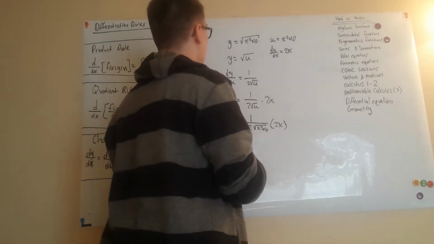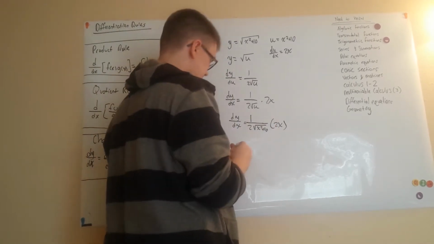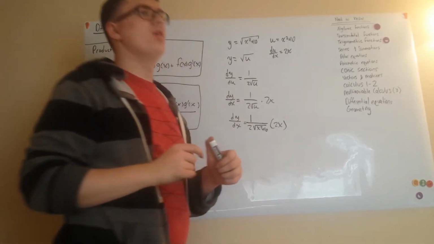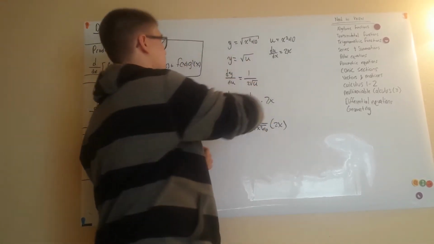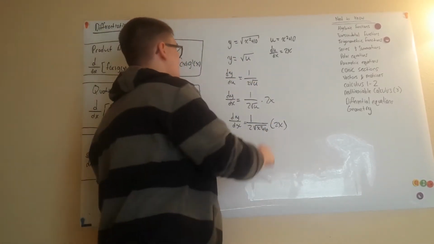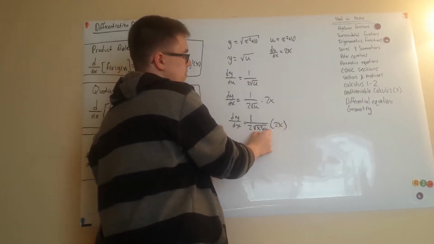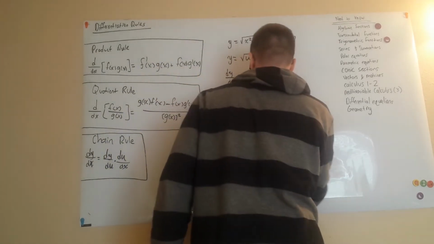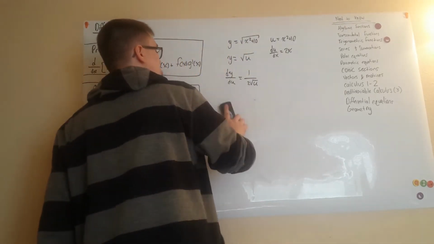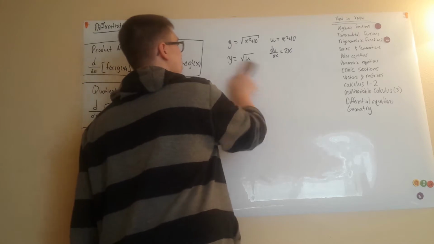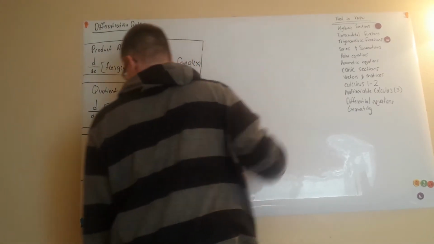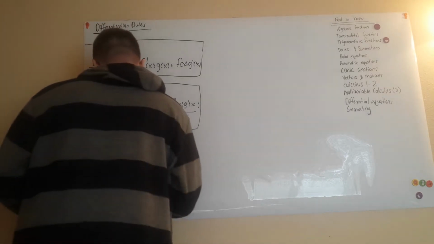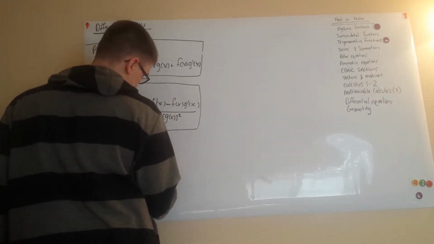Notice how this portion is the derivative of this if you keep the inside the same, and then you multiply by the derivative of the inside. And that's where we get the chain rule from. That's the shortcut, and I'll write the shortcut over here.